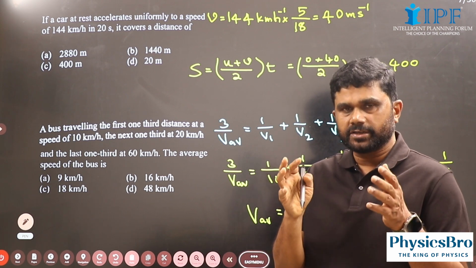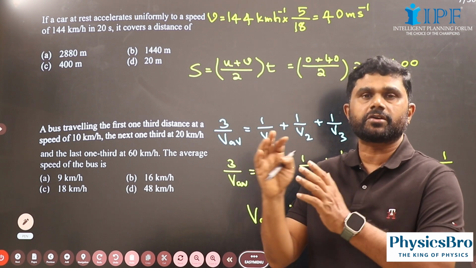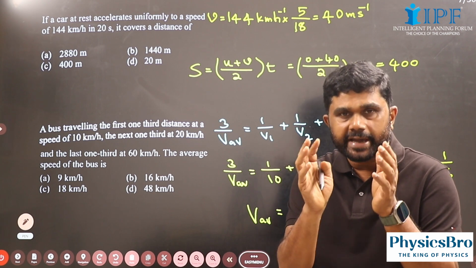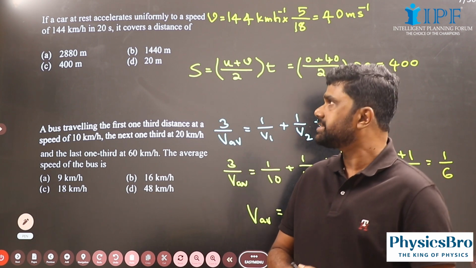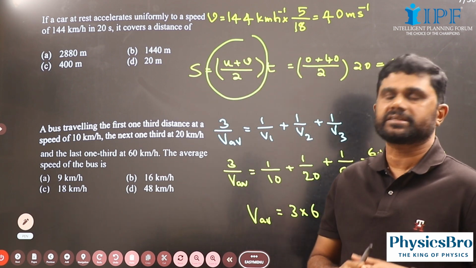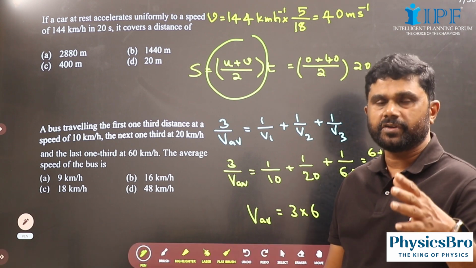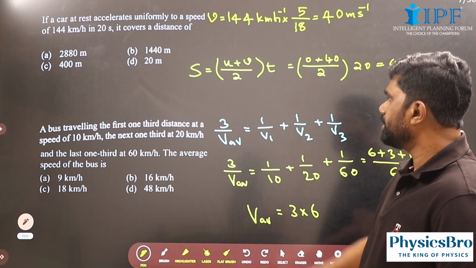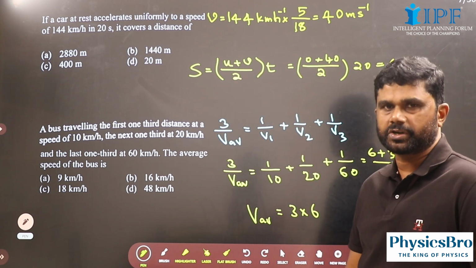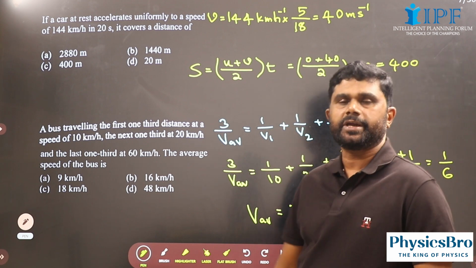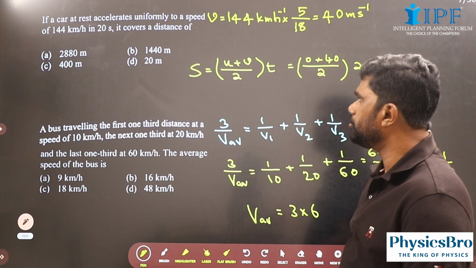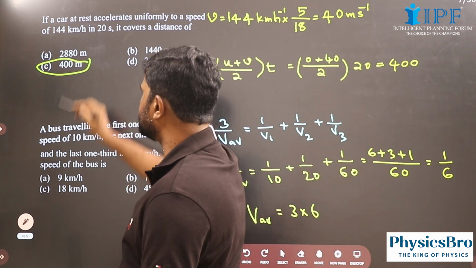Actually, displacement is always average velocity into time. That is unconditional. But average velocity equal to the arithmetic mean of initial and final, that is u plus v by 2, is true only when the acceleration is constant. Here we have constant acceleration. So we can use u plus v by 2 for the average velocity. Initial velocity is 0 and final velocity is 40. So 0 plus 40 by 2 is equal to 20. Then 20 into the time, which is 20 seconds. So 20 into 20 will be 400. So this is the displacement.